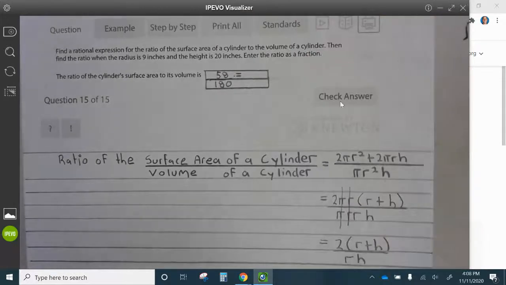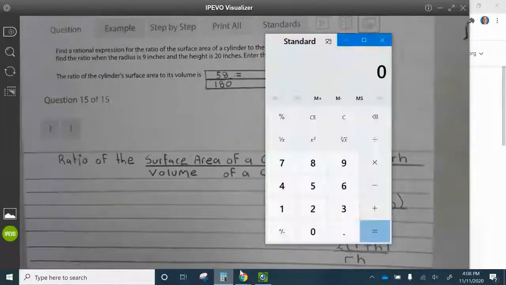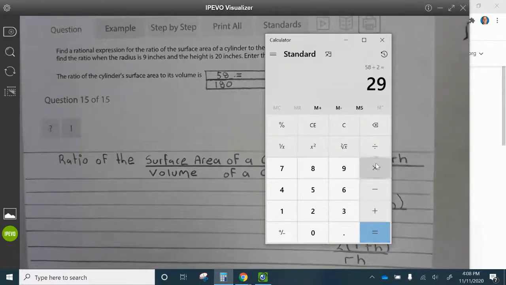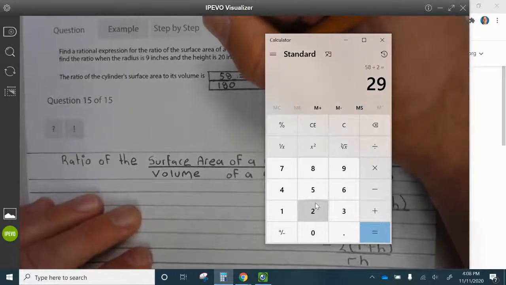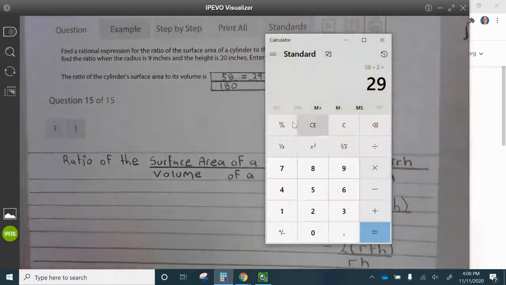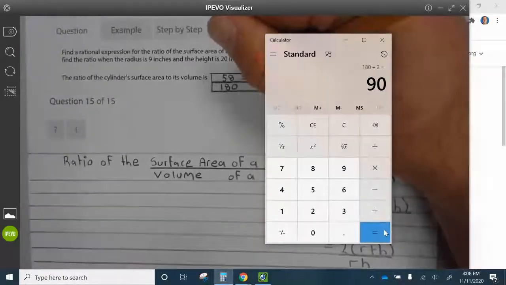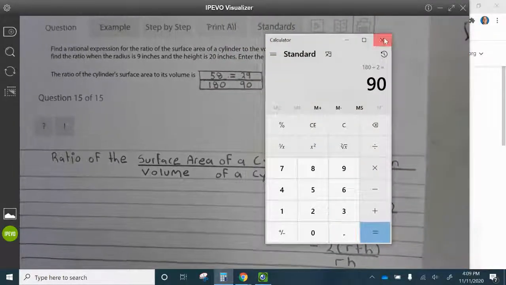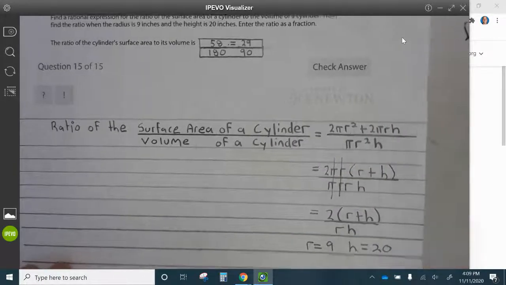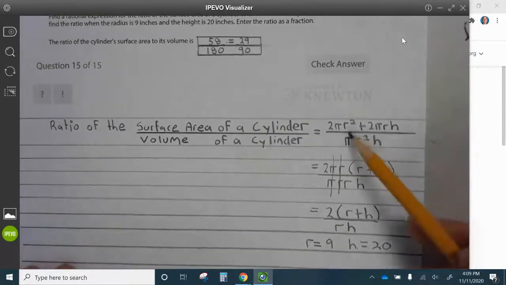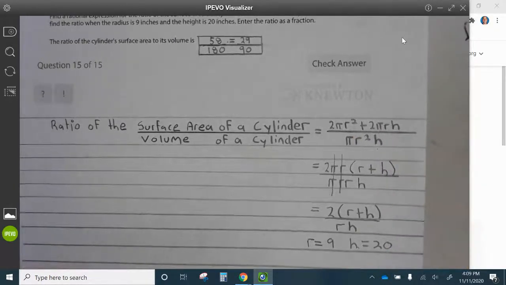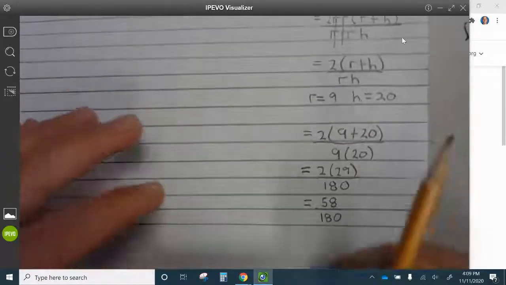So we can divide 58 by 2, and we can divide 180 by 2, which is 90, so that reduces to 29 divided by 90. Now, what I would probably do is double check if I did this factoring correctly. If I plug in 9 and 20 into the original formulas, then I should get the same 29 divided by 90. So let's do that just to check.